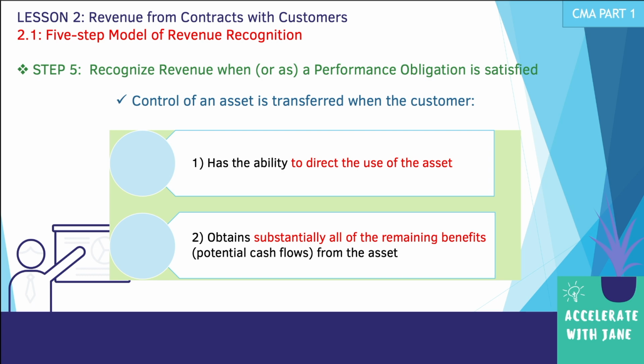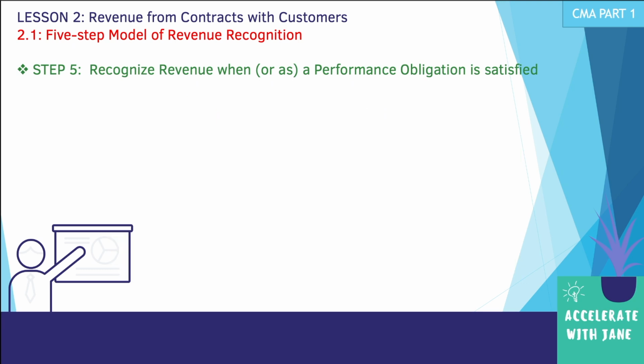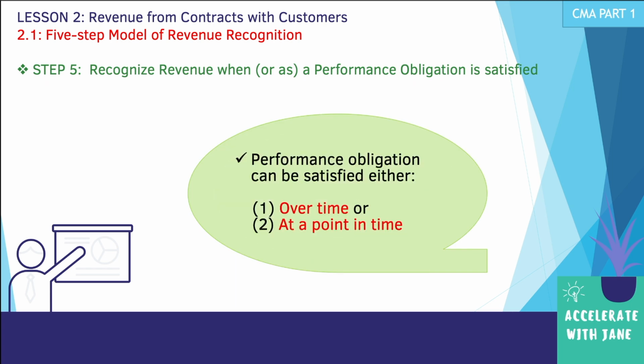Second criteria is when the customer obtains substantially all of the remaining benefits from the asset. For example, if it's already the customer who's benefiting from such assets, if the asset is generating cash flows and the customer is able to enjoy those cash flows, then we can say that the control of the asset has already been transferred to the customer. Next, let's proceed to how a performance obligation is satisfied. We have two methods of revenue recognition.